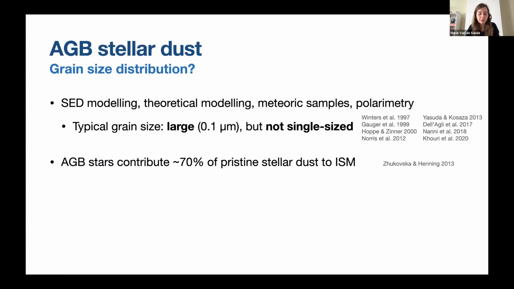We know from observations and modeling that the dust is large and not single-sized, but the grain size distribution is still quite unknown. This has ramifications for the AGB outflow itself because of the energy balance, but it also is important to the ISM, since AGB stars contribute about 70% of pristine stellar dust to the ISM. So if you want to understand the chemical and physical evolution of dust in the ISM, which a lot of people want to do, then having a good grasp on the input grain size distribution would be of much use. So can the gas help us constrain the grain size distribution?